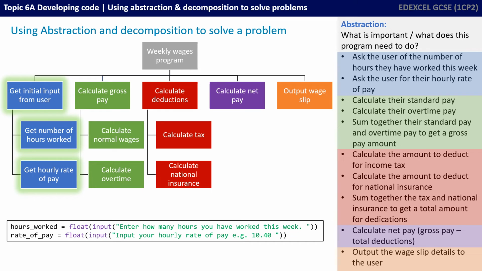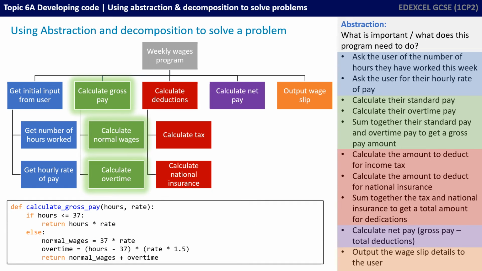Now that you've done that, you can start tackling the program in bits and pieces. You can take one section of this structure diagram and tackle that in isolation from the others. So we could, for example, start with getting the initial input from the user, which consists of asking them for the hours worked and asking them for the rate of pay. And you can see we've done that in a couple of lines of Python there. We're asking a couple of inputs, converting the answer into a float, and then storing those in two variables.